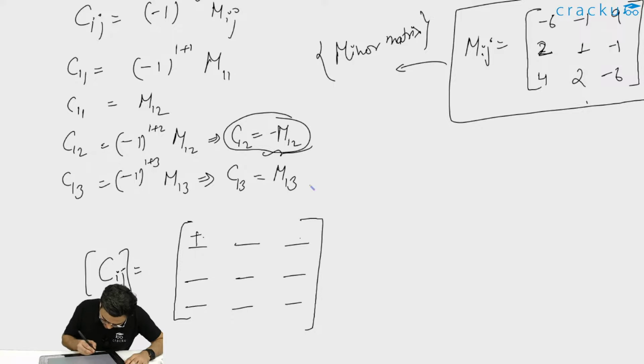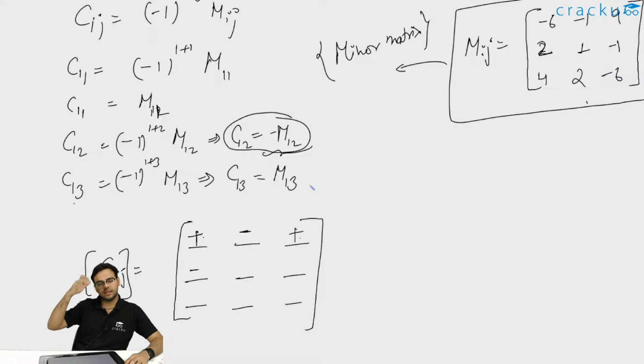C11 is equal to M11 as mentioned, so this will remain positive. C12 is equal to minus M12, so this sign will change and be negative. Then C13 is equal to M13 because the power is even, so again the sign will remain positive. For C14, the power is 1 plus 4, which is 5. Odd power will give negative, so this will be minus. Then C21: 2 plus 1 is 3, again an odd power, so this will give a negative element.